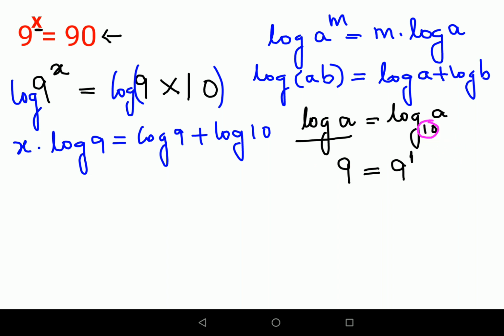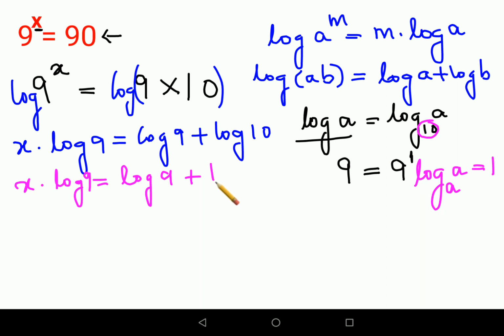And why am I teaching you this? Because log of any number to the same base will always be equal to 1. So using the same logic, I can say x into log 9 is equal to log 9 plus 1.